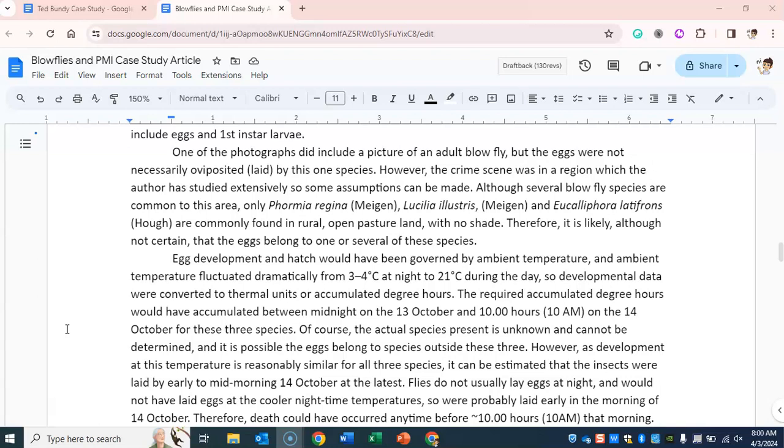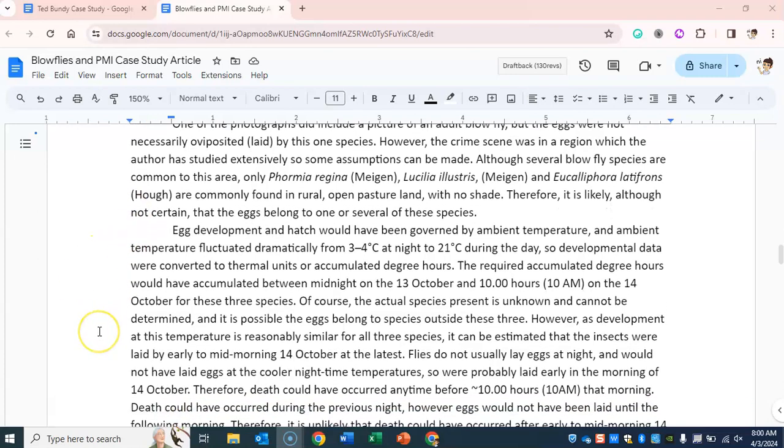However, the crime scene was in a region which the author has studied extensively, so some assumptions can be made. Although several blowfly species are common to this area, only Phormia regina, Lucilia illustris, and Eucalliphora latifrons are commonly found in rural open pasture land with no shade. Therefore, it is likely, although not certain, that the eggs belong to one or several of these species.